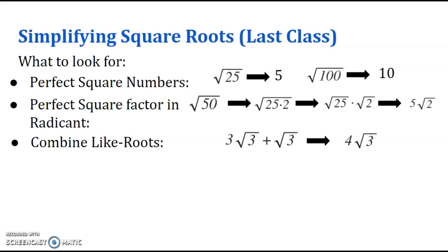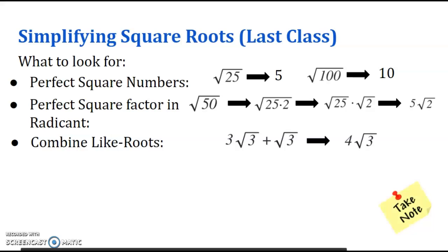So last class you wrote these notes, okay? You wrote the simplifying square roots. You need to be looking for perfect squares. Then you need to be looking for perfect square factors in the radicand. So for example, square root of 50 is going to become square root of 25 multiplied by 2, and so on. And then you also want to be looking for combining like roots.